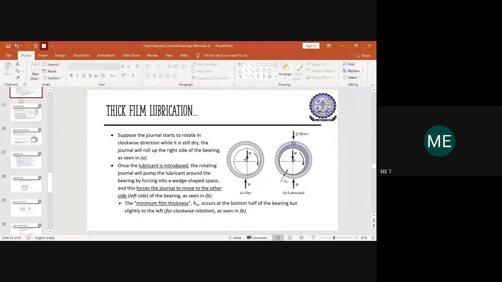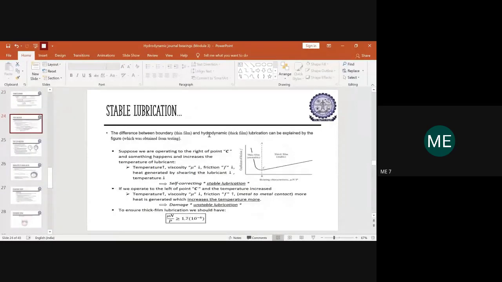The same concept we now use for stable lubrication. Suppose the journal is operating to the right of the point C, the clearance between the radius of the journal and the radius of the bearing, and suddenly the temperature of the lubricant increases. What happens in this condition? When the temperature increases, obviously the viscosity comes down. It cannot retain the same viscousness at high temperature. It starts melting and the viscosity reduces.